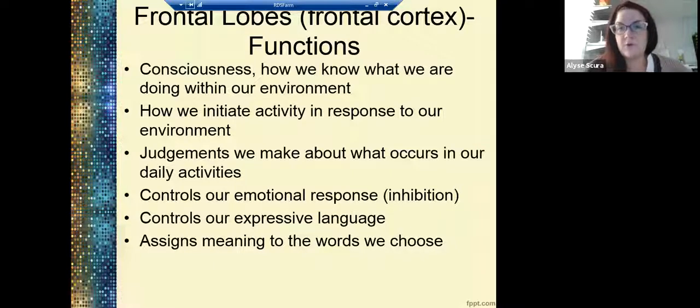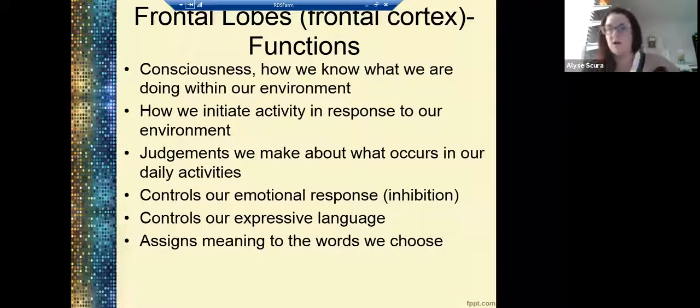So the frontal cortex, to talk about some of its functions. Consciousness, how we know what we are doing within our environment. So the fact that I know I'm sitting here at the Resource Center in this chair presenting to you all, I'm conscious of that. How we initiate activity in response to our environment.